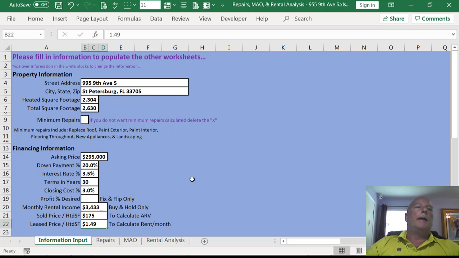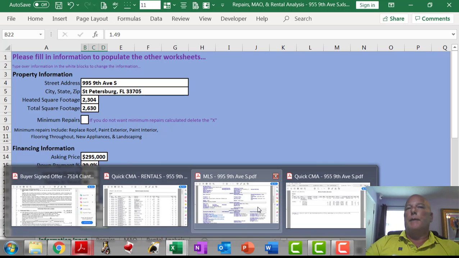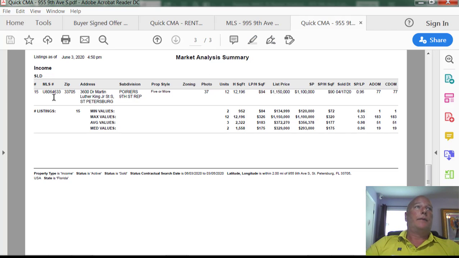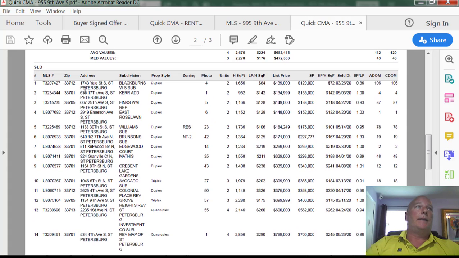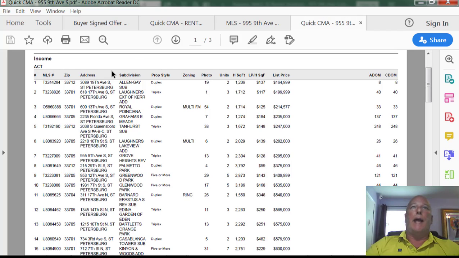Oh, this is my preliminary one. That's why. Okay, sorry about that. But at least you can see some numbers anyway, and I can fix it as we go along. So 175 is the number for that, and this is the CMA for the sales. The SLD is sold. The ACT here is the active.